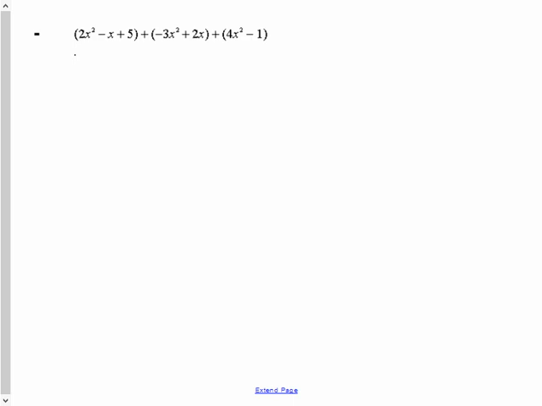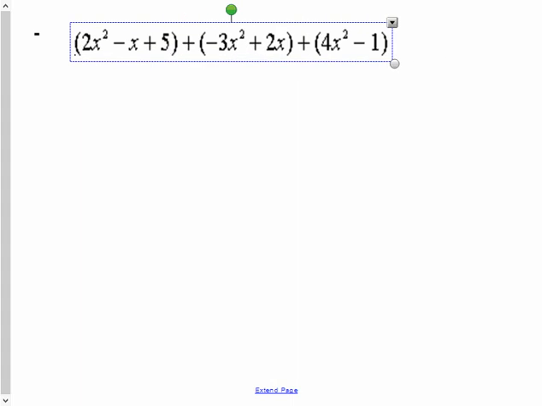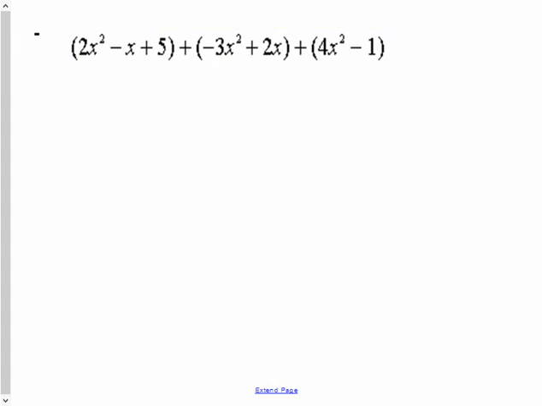The next question is the addition of 3 polynomials together. So there's no real difference here. Just make sure that when you do it, you gather like terms properly. So 2x squared and negative 3x squared and 4x squared. That's going to be a 3x squared when I add it all together.